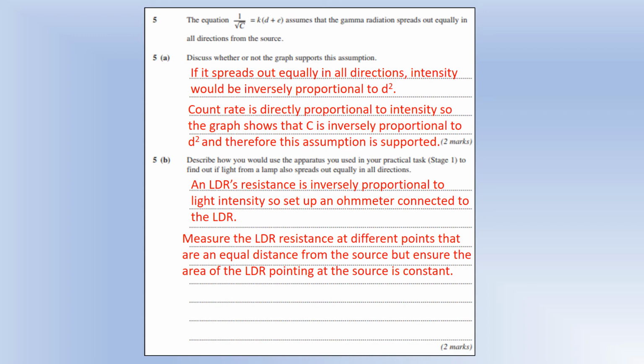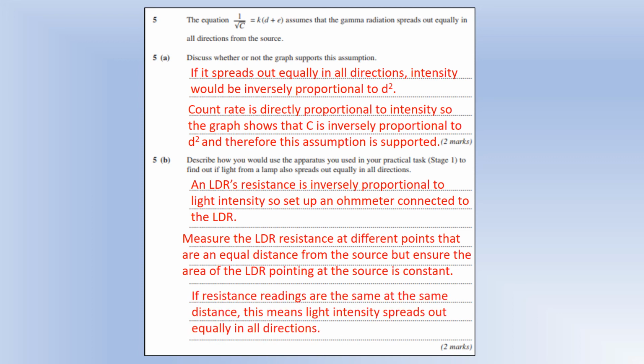And if we want to check that it spreads out equally in all directions, we need to measure the LDR resistance at different points that are equidistant from the source. So we can essentially go round in a circle from the source. But we need to make sure that the area of the LDR pointing at the source is constant, because area can affect intensity as well. So we need to make sure the same area is pointing at it. And if the resistance readings are the same at the same distance, that would mean the light intensity spreads out equally in all directions. And that completes this paper for the ISA.